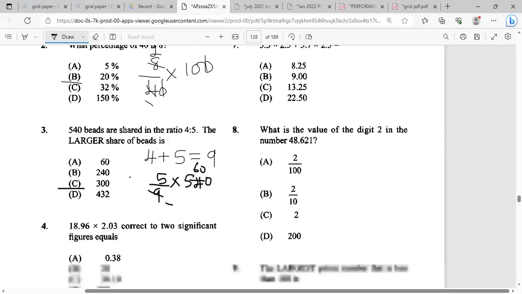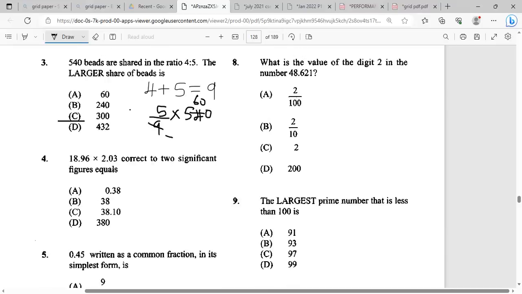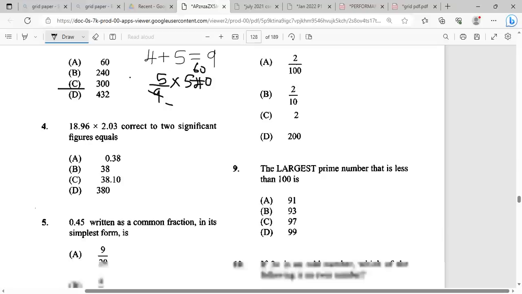All right, this one says, what is 18.96 times 2.03 corrected to 2 significant figures, and this would be 38. We don't have to multiply anything because I get 38 point something, and we round it off.